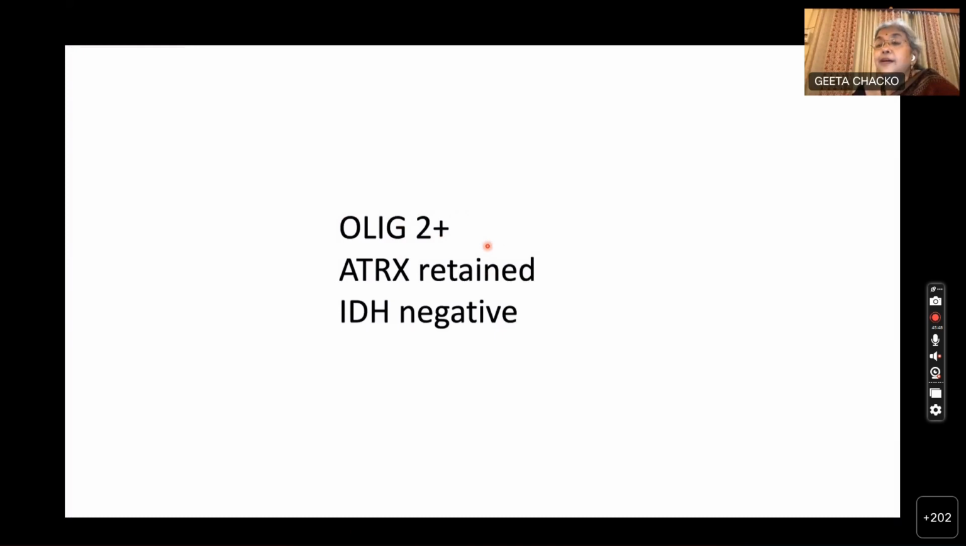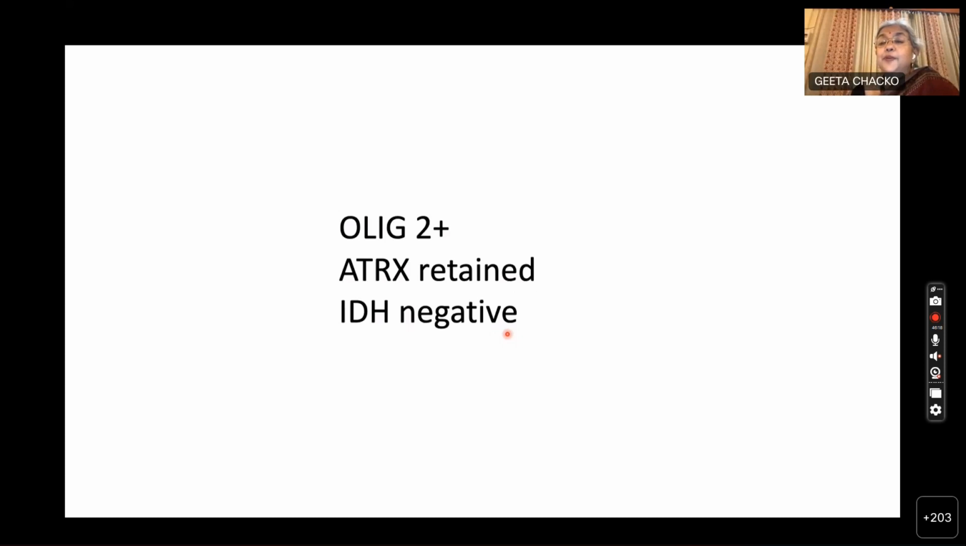Anvisha? Yes, ma'am. Now, ATRX is retained, but IDH is negative. So now, do you think you want to do something else? If we show a 1p19q co-deletion. Okay, so you are still thinking of an oligodendroglioma, and you actually ideally then should be doing a PCR for IDH to look for the mutation and a 1p19q for oligo.